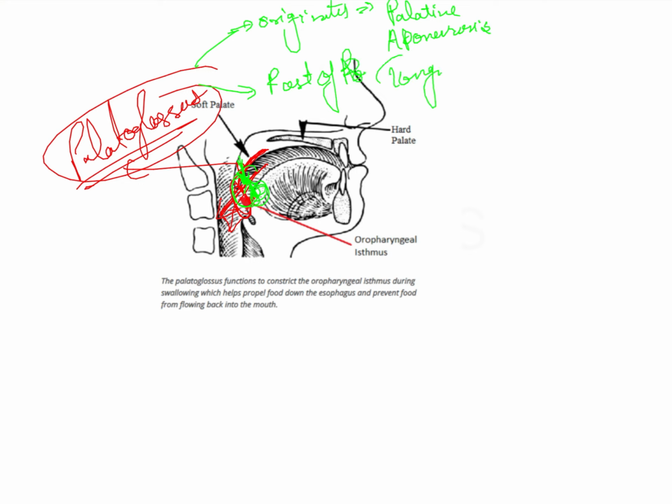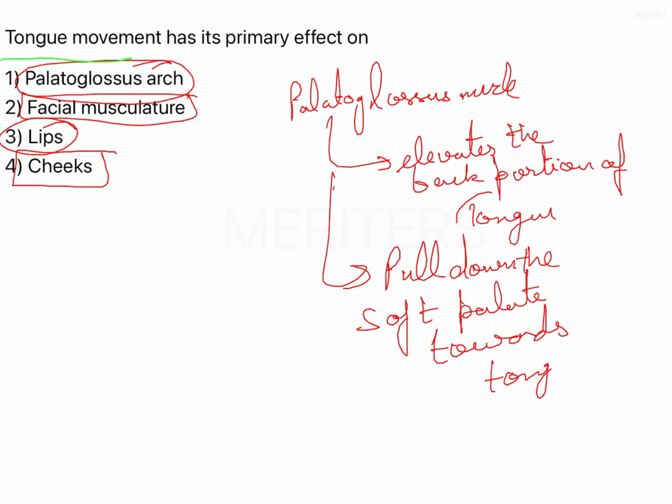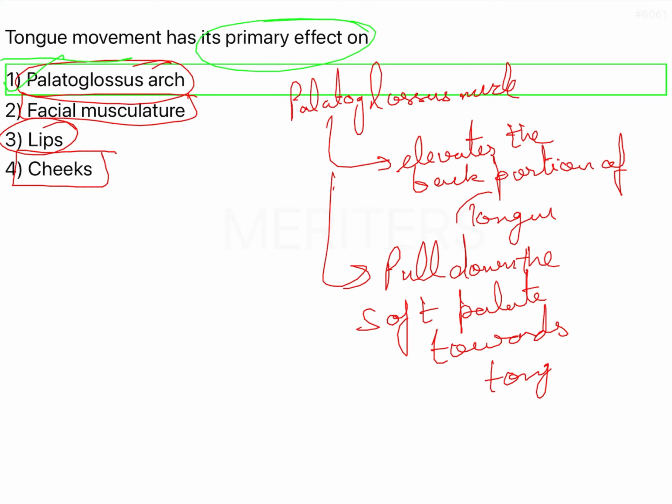right? So basically what it will be doing, it will be raising the posterior part of the tongue upwards, and it will be pulling the soft palate downwards so that there will be a narrowing of the oropharyngeal isthmus, and that will help the food to propel down the esophagus. So this is the thing which we have already seen multiple times, right? So the tongue movement has its primary effect on the palatoglossal arch. So the answer is going to be option 1.